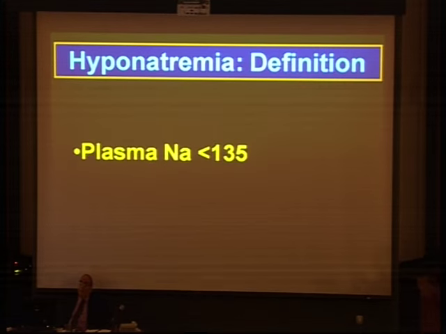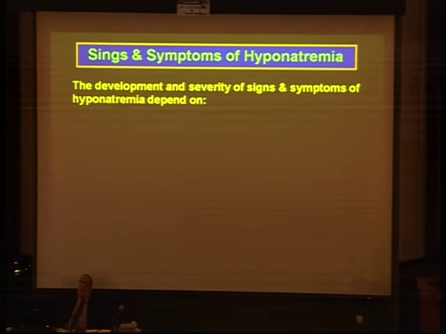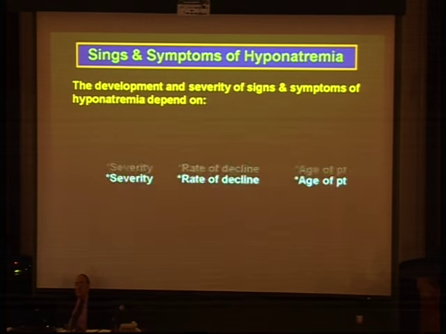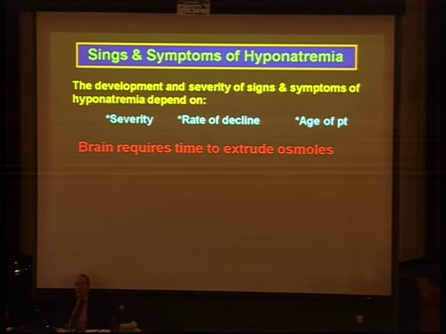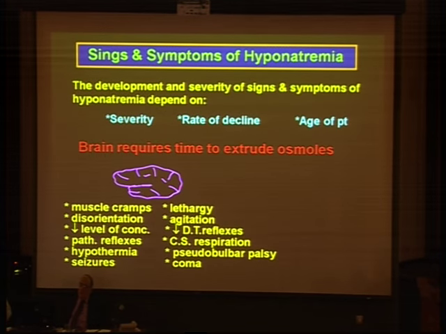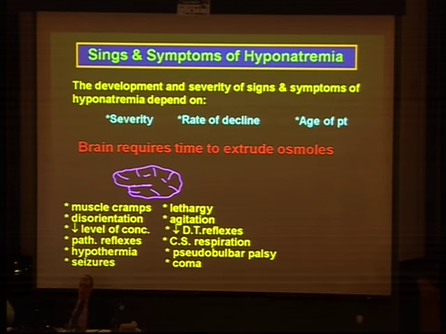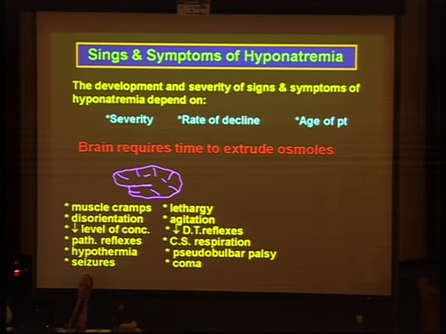Right, so I'll just show you the symptoms and signs of hyponatremia, because this is quite important. The development and severity of the signs will depend on the rate of decline, how severe the decline is, and also the age of the patient. This is because the brain is the most sensitive tissue of the body to change of osmolarity. The osmolarity inside the brain cells takes time to accommodate any change in the ECF osmolarity. And if the change in the ECF osmolarity or sodium concentration is too quick, then the brain starts to suffer and the patient will start to feel sick.